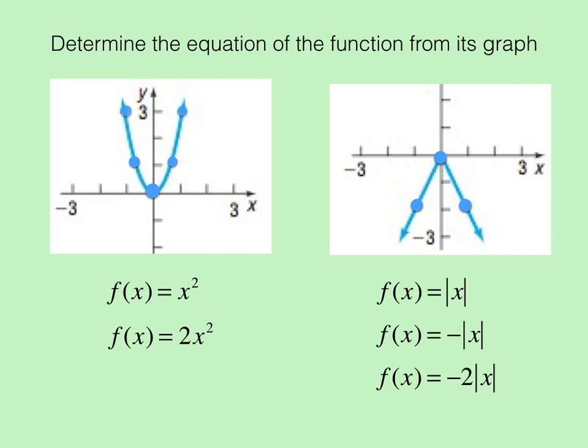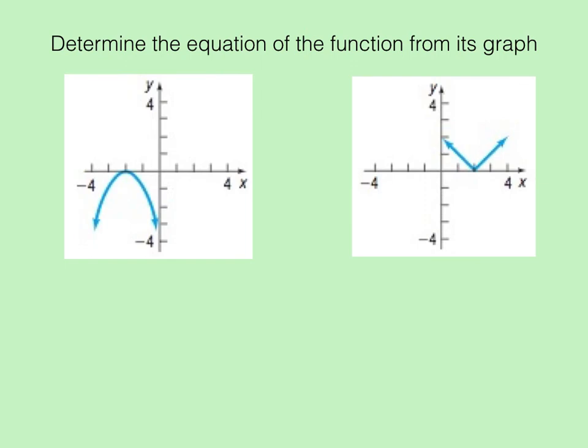Do 2 more examples. In this quadratic function, I see the vertex is at negative 2, 0. I see it opens down. And I see that its width is the same as the parent function. In other words, 1 over 1 down, 1 over 3 down.